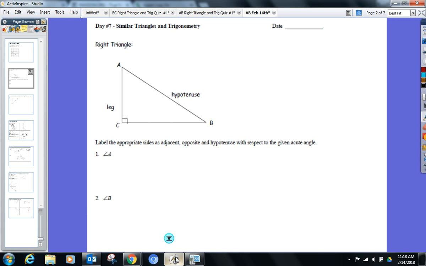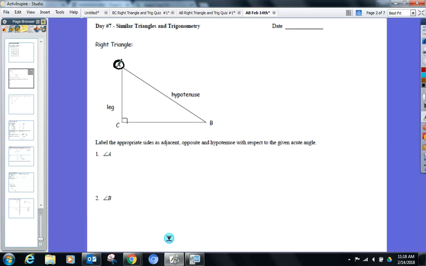Adjacent, opposite, and hypotenuse. You already know where the hypotenuse is, right? That's the side across from the right angle. That will never change. Now we're going to start with angle A, so we're going to focus on angle A right now. What I need from you is, where is the opposite and the adjacent side?